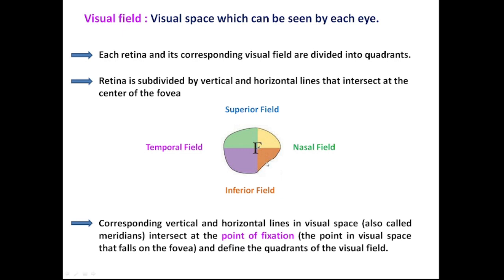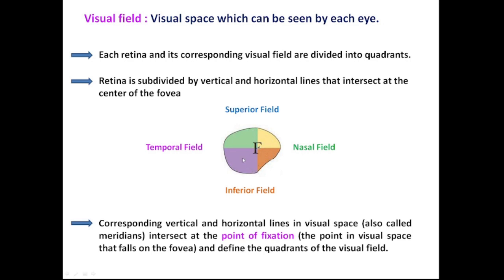Each retina and its corresponding visual fields are divided into four quadrants. The retina is subdivided by a vertical line and a horizontal line, and they intersect at the center, which is called the fovea. This region is called the superior visual field. This region is called the inferior visual field. This is called the nasal field, and this one is called the temporal field.